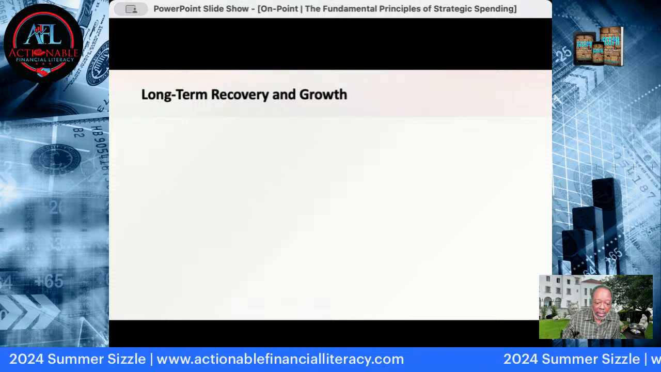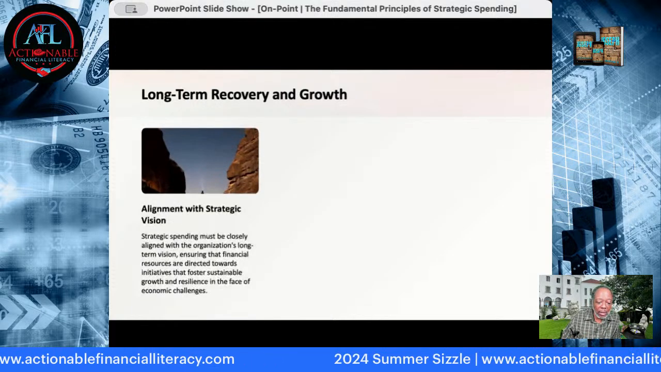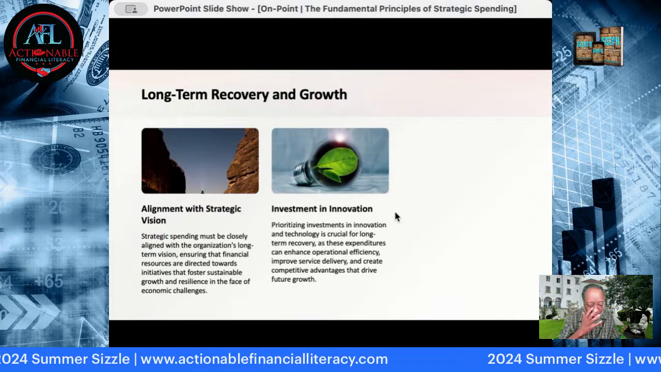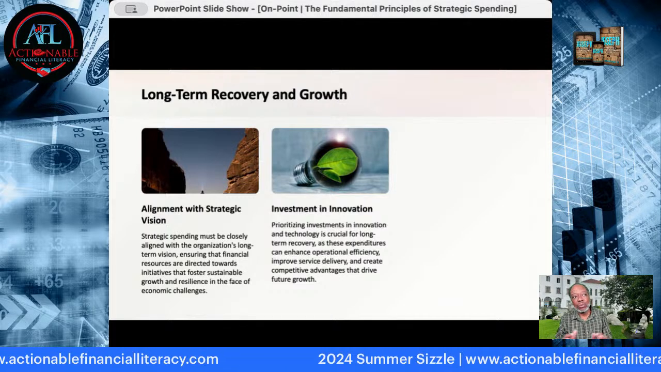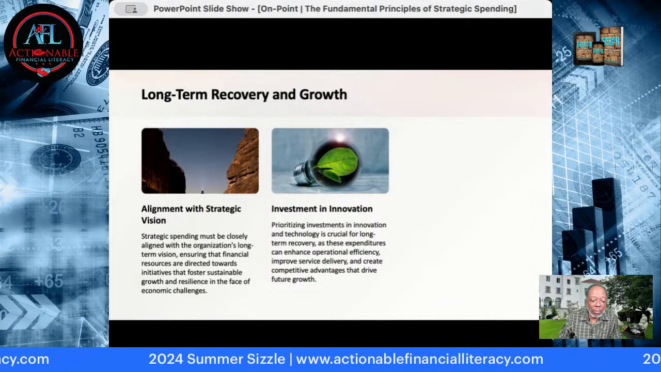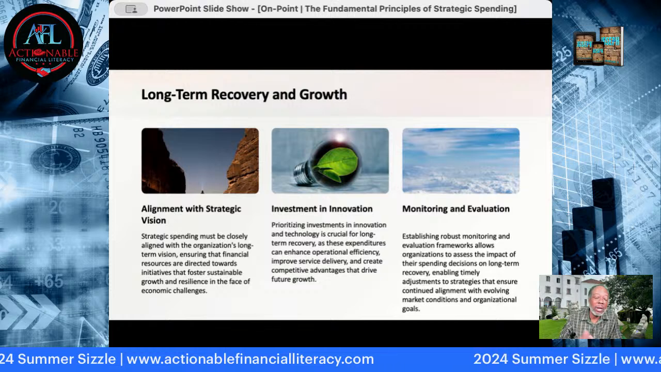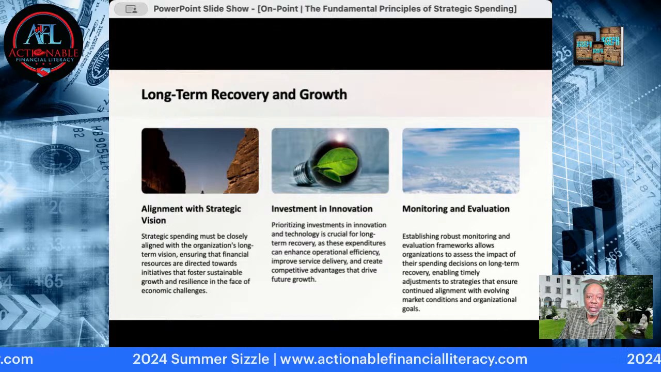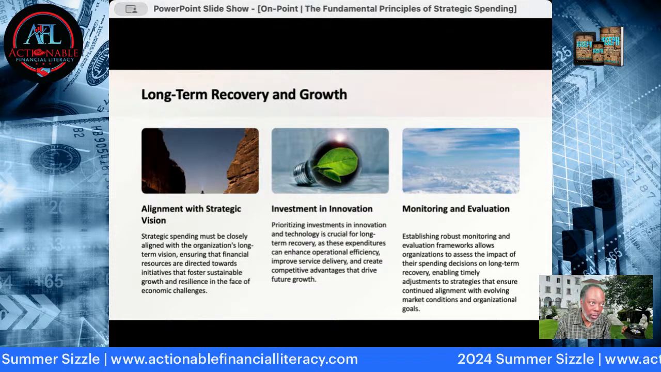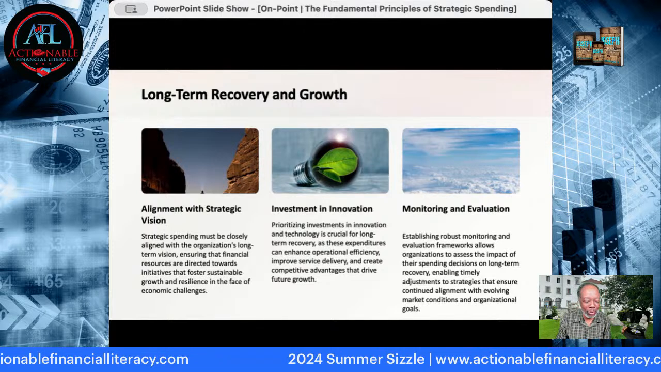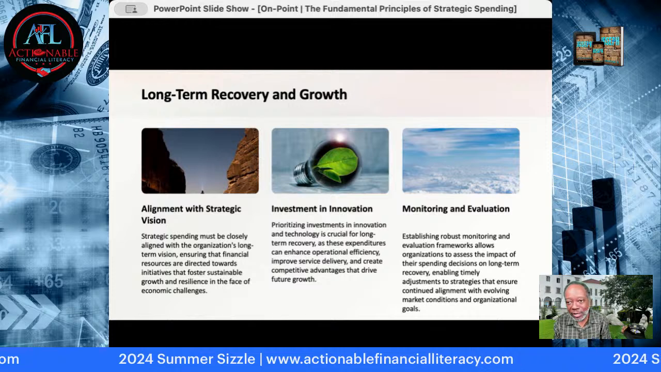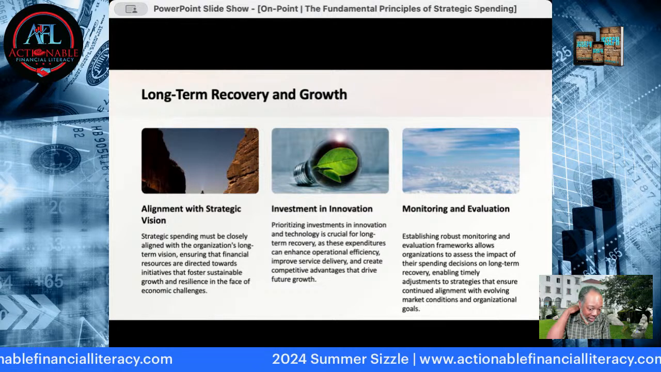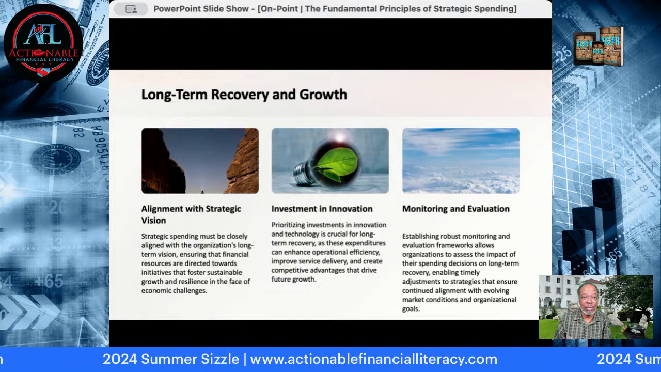And then long-term recovery and growth, aligning your strategic vision with financial resources. You're making sure that the investment and innovation is there. There are new things coming out all the time, and you want to capitalize on that. You want to monitor and evaluate your spending in your business. There are different ways you can get your point across. So you look at strategic spending, prioritize your investment, any type of monitoring that you can do, feedback you can provide, and timely adjustments in your business.